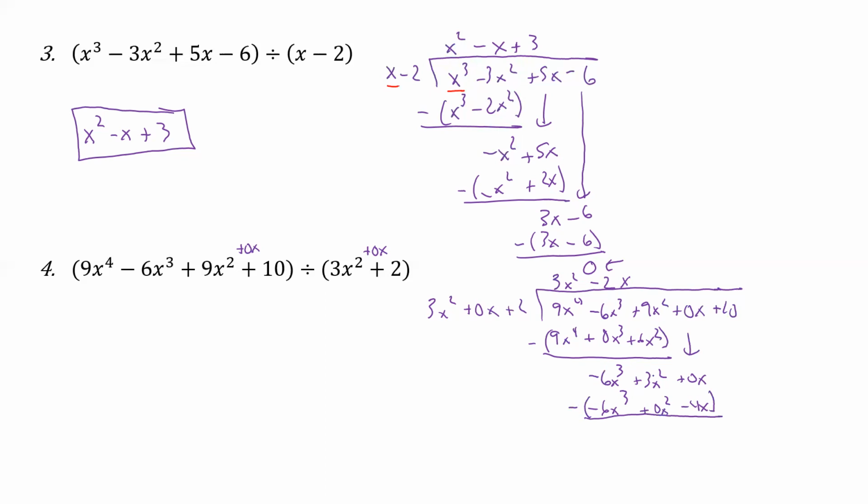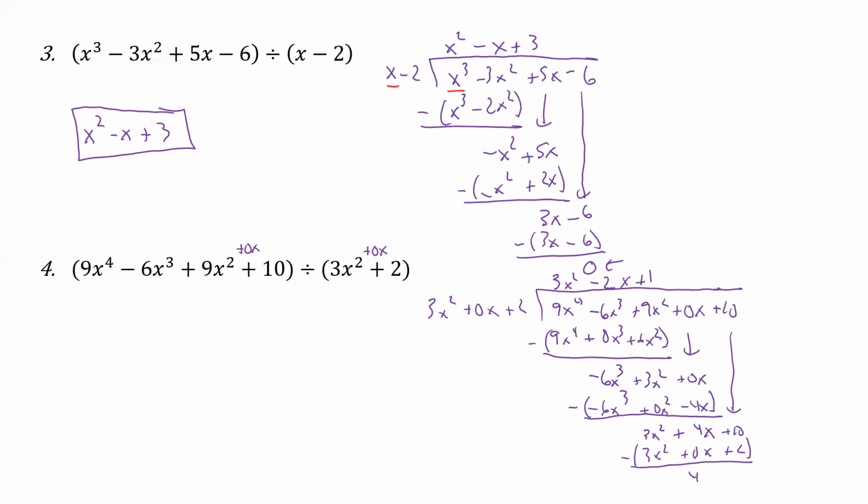Negative 6 plus 6 is 0. 3 minus 0 is going to give us 3x squared. 0 minus a minus would be plus 4x. Now we bring down our plus 10. Okay. Now 3x squared, to get 3x squared, well, that's just going to be a 1. And we get 3x squared plus 0x plus 2. Again, subtract that off. That's 0.